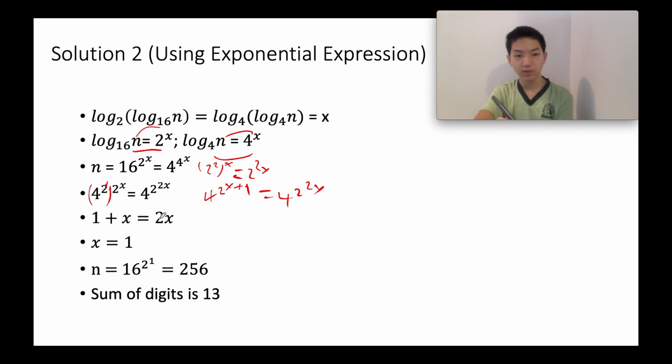So then we manipulate, subtract x from both sides, and we get x equals 1. So remember that, since both sides of this have 4 squared and then another exponent, these must be equal to each other. So then we get n is equal to 16 squared to the first power. We just plug x into here. That's equal to 256, and the sum of the digits is 13.